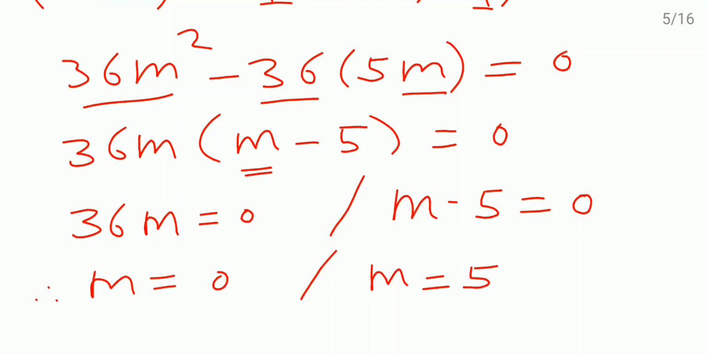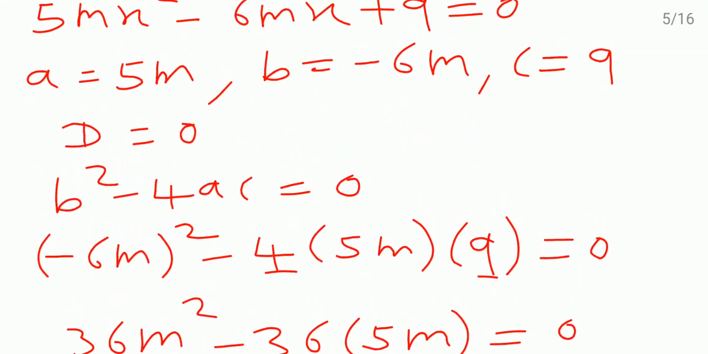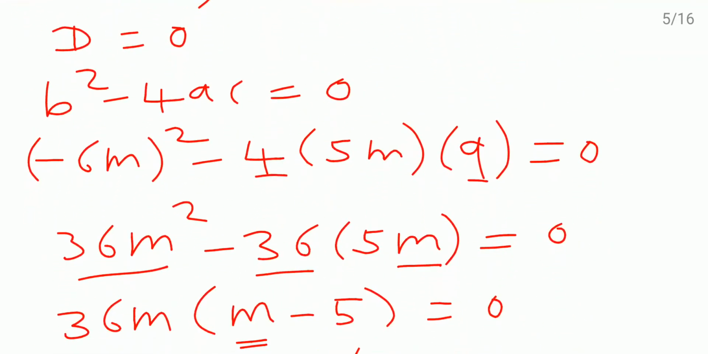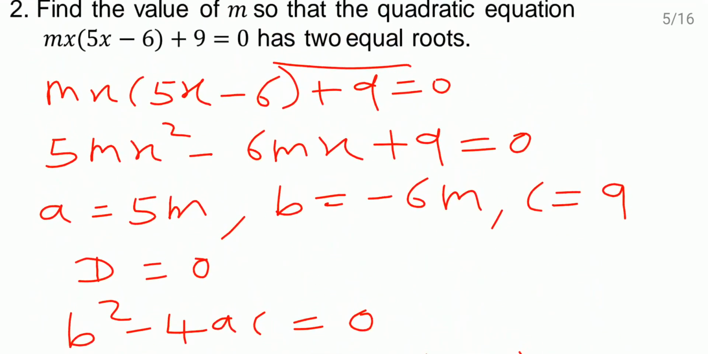So if I substitute m equal to 0 in the given equation, see here, this is the given equation. If I substitute m equal to 0, this term will become 0. Even this term, oh sorry, not this one. Wait a minute. I'll go to the equation. Here is the equation. Yeah.